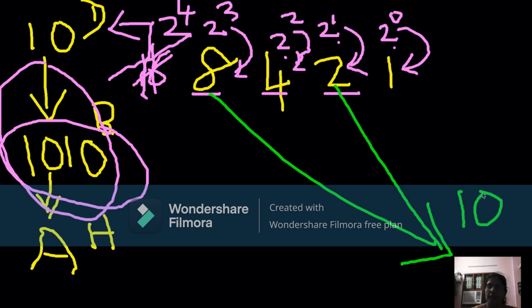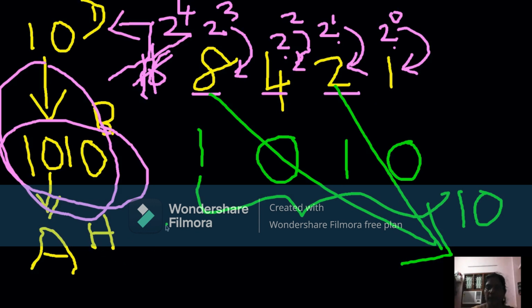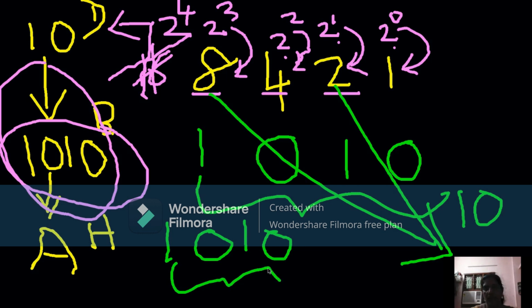Am I right now? 8 plus 2 is what, ma? 10. So, in the place of 8, put 1. In the place of 2, put 1. Remaining position is what? Here 1, 0. In this place of 4, 1, 0. What is our final binary value? 1, 0, 1, 0. Understood?